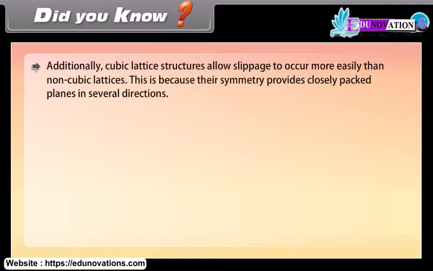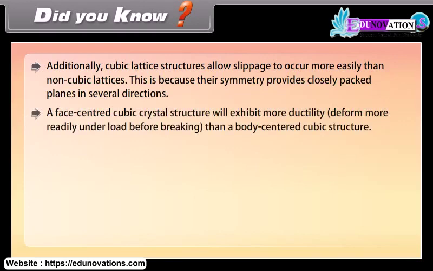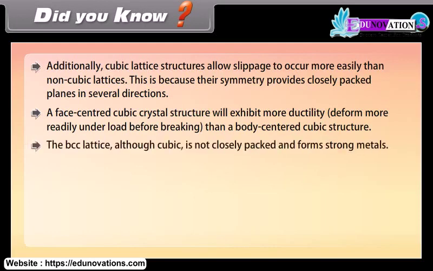Did you know? Cubic lattice structures allow slippage to occur more easily than non-cubic lattices. This is because their symmetry provides closely packed planes in several directions. A face-centered cubic crystal structure will exhibit more ductility, deforming more readily under load before breaking, than a body-centered cubic structure. The BCC lattice, although cubic, is not closely packed and forms strong metals. Alpha iron and tungsten have the BCC form.